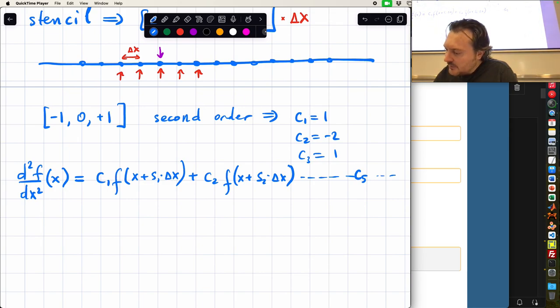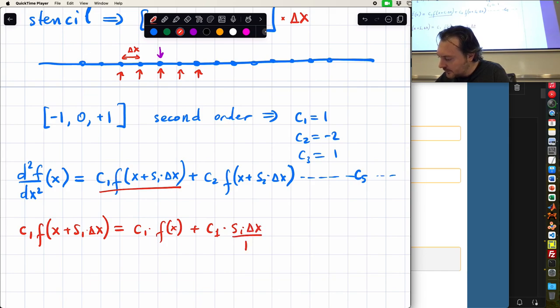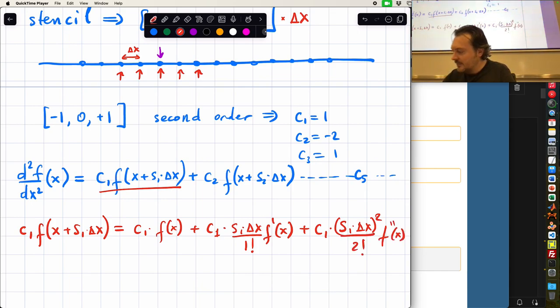So I'm going to get just one of these and write it explicitly. What is f at x plus s1 times delta x? It's c1 times f(x) plus c1 times s1 times delta x over 1 factorial f prime x. Let me write one more: c1 times s1 times delta x squared over 2 factorial times f double prime x. Did you follow this? Yes? Good.